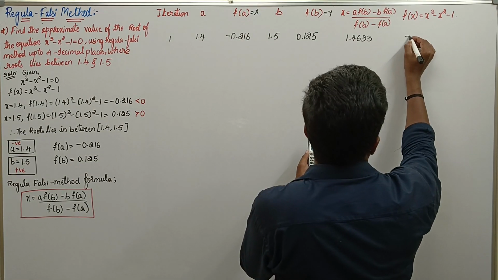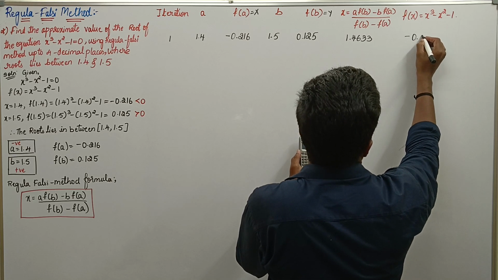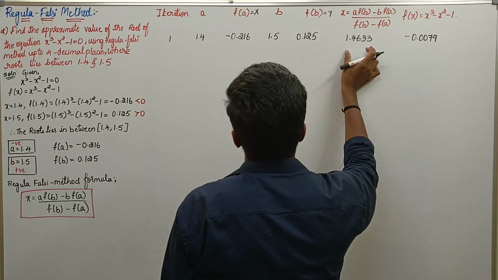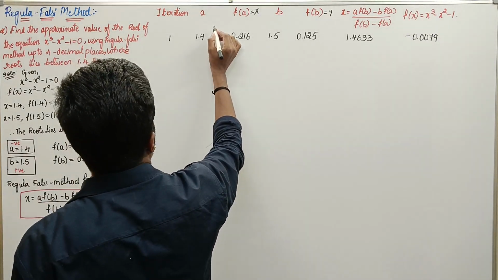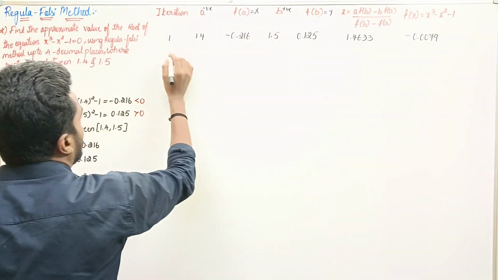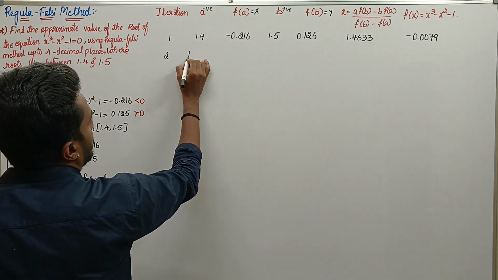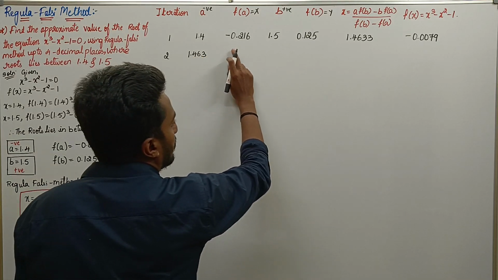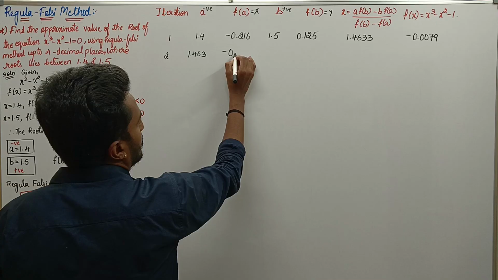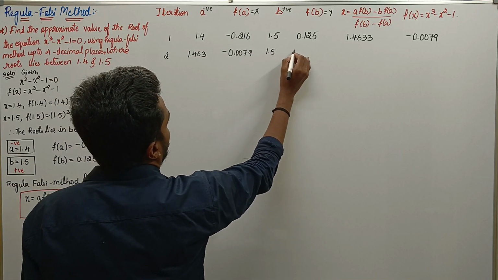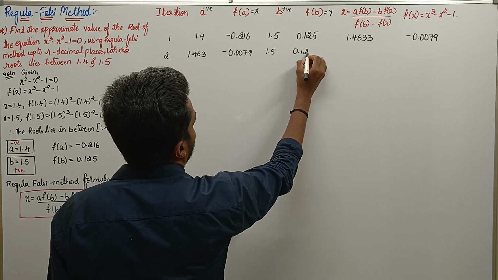You get minus 0.0079. Now since we have got negative, this will be replaced in the negative part. Which is negative? A is negative and B is positive. Now in place of 1.4 in the second iteration, 1.4633. Now in place of f of a, I am going to substitute minus 0.0079, and 1.5 and 0.125 remain constant.